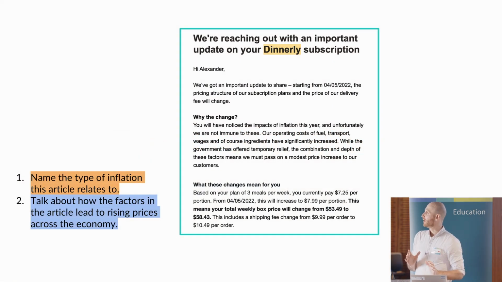My family was a user of Dinnerly, which is one of those meal prep kind of things. They give you all those pre-portioned ingredients for the week. And they sent us an email saying that prices were going up. And I like the language they use: "Why the change? You will have noticed the impacts of inflation this year, and we are not immune to these. Our operating costs of fuel, transport, wages, and of course ingredients, we have to pass these on to our consumers. This is how the price will change."